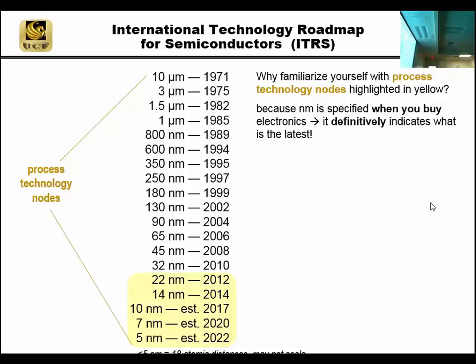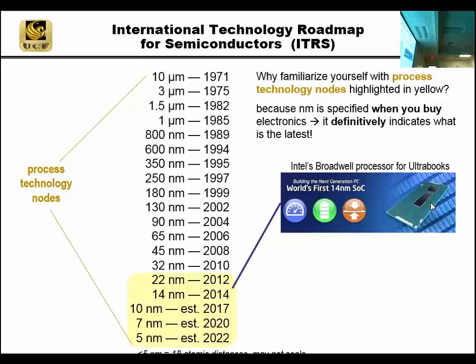So why do you want to familiarize yourself with at least this region of this? Because when you buy a product, the nanometers is not arguable, okay? It's objective. Everybody's going to say this is the best chip in the world. It has the fastest this and the best that, and they can't play with this. So this is telling you that you're getting the newest technology when you buy something that's at the leading edge here. So for example, Broadwell is 14 nanometer in your notebook.